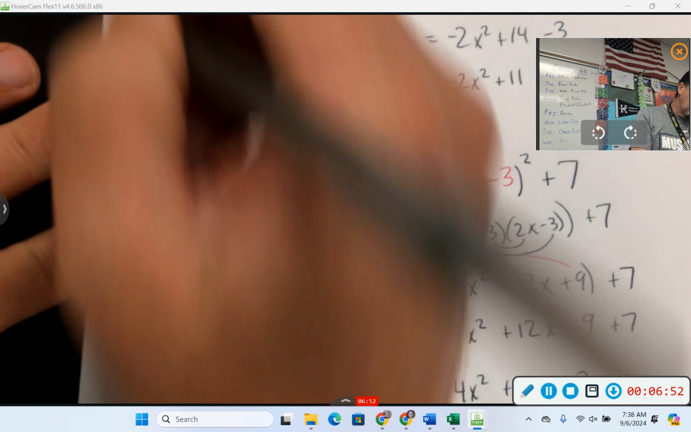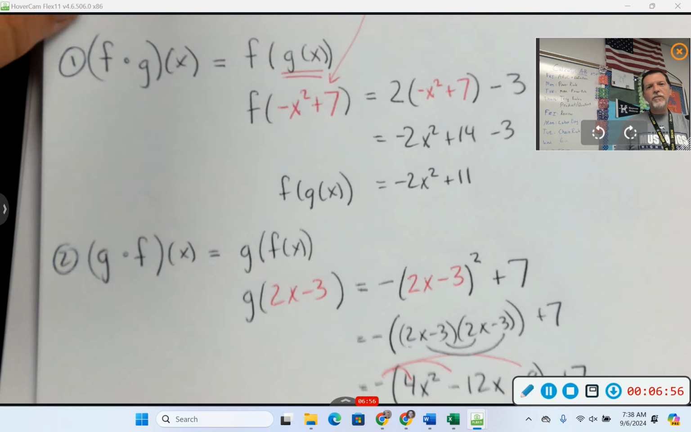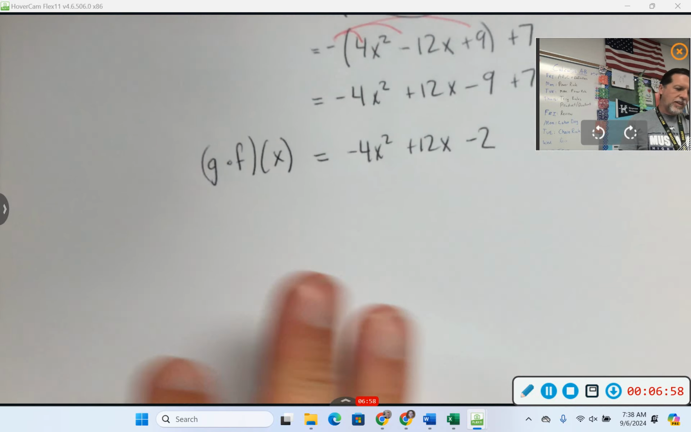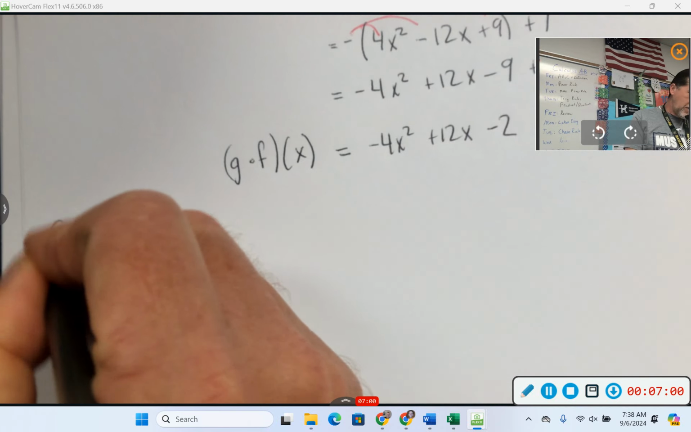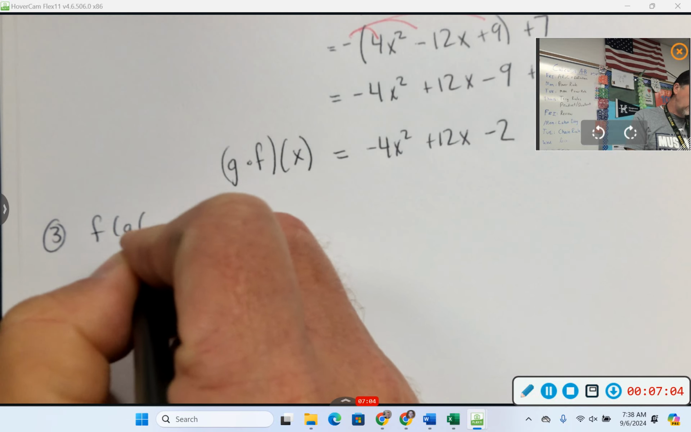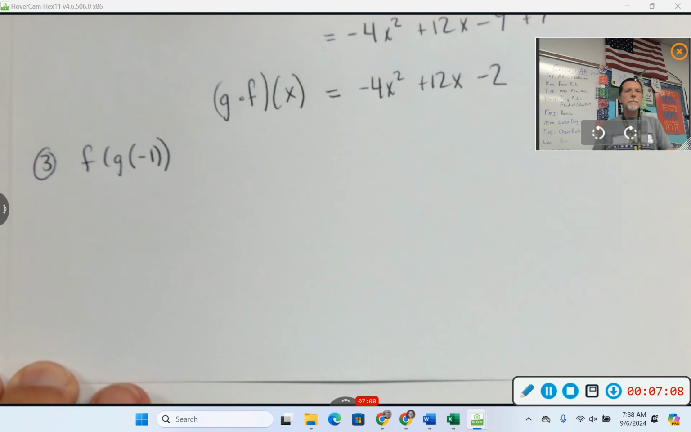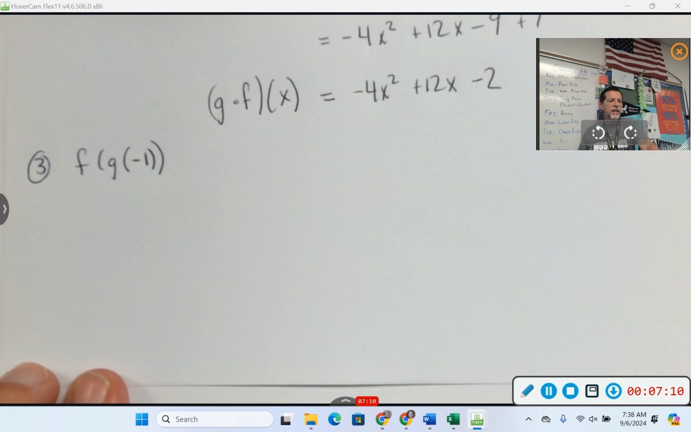Let's try, so that was 1 and 2. Let's do a couple more. That was f of g of x and g of f of x. With the same f and the same g, let's try f of g of negative 1.